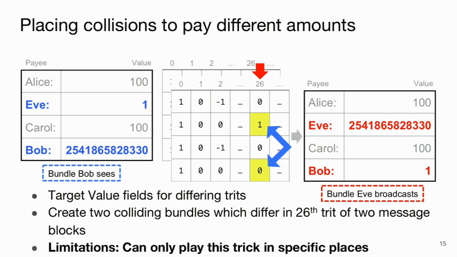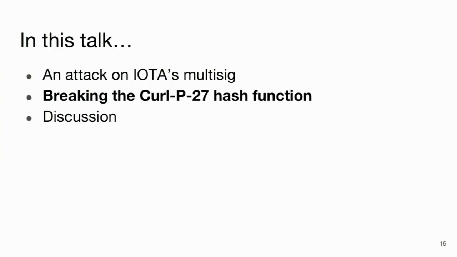Now, it's important to note that there are some limitations to this technique. We placed these differing trits in the value fields of the bundles. You could probably put them in different places, but there are some limitations about where you can do this. And now I would like to hand this over to my colleague Ethan, who's going to talk about the hash function. Thank you.